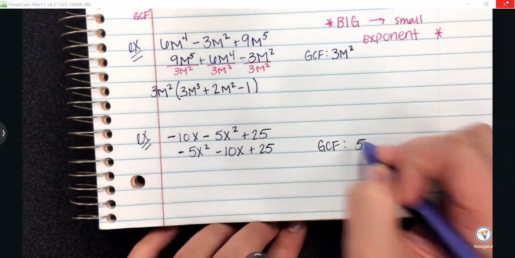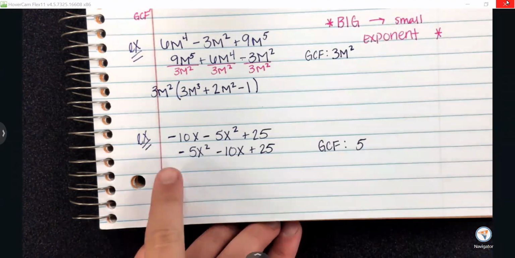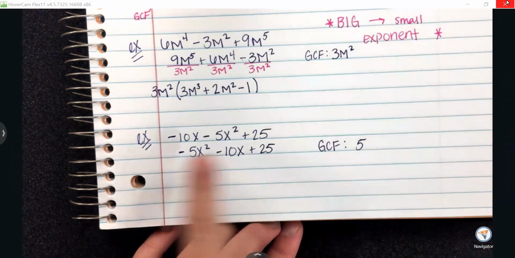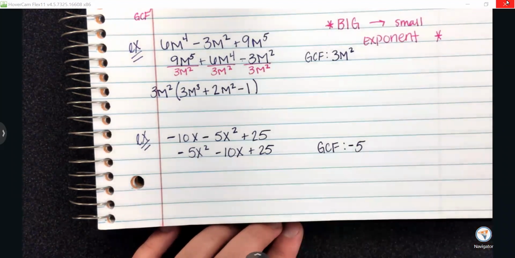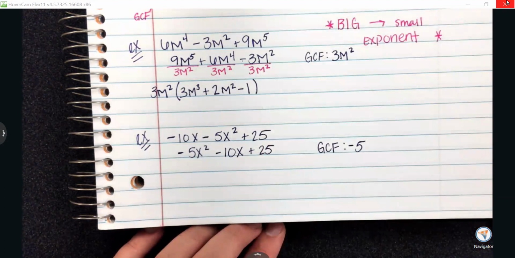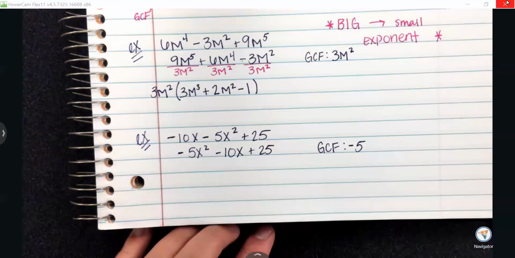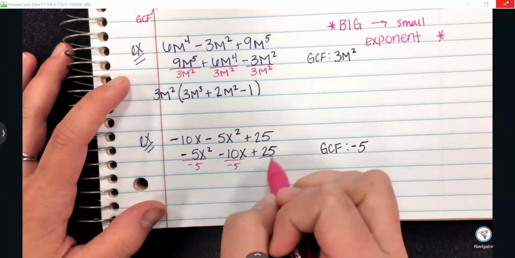Listen to me right now. If the first term is positive, your GCF is positive. What is my first term? So what should my GCF be? Negative. It'll make it easier next week if you start doing that now, okay? Do they all have an x that I can give? No, so that can't be in my GCF. So I'm going to divide everything just by negative 5.